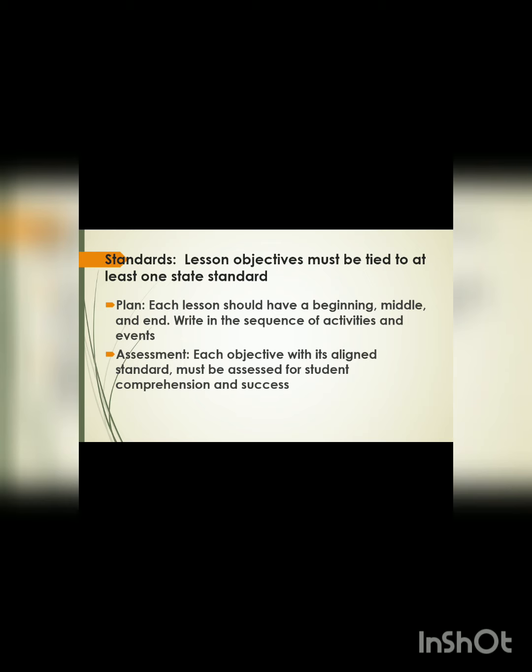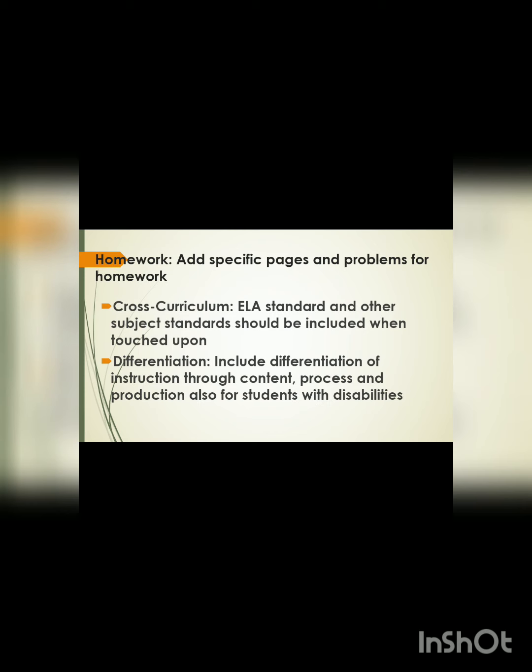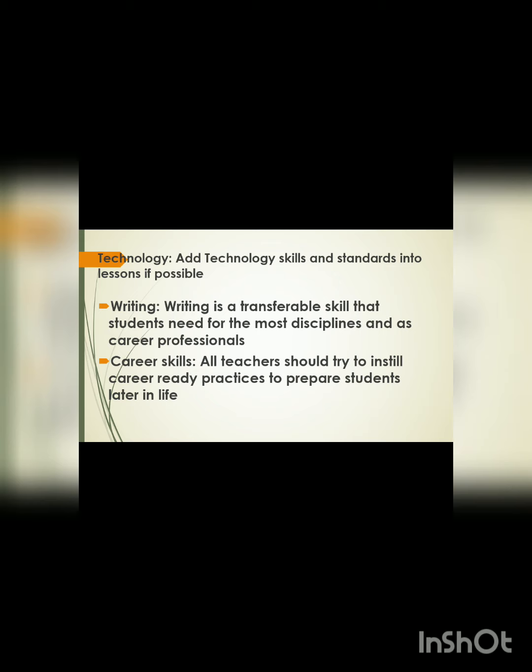Second is assessment. Each objective with its aligned standard must be assessed for student comprehension and success. Add specific pages and problems for homework. Cross-curriculum: ELA standards and other subject standards should be included when touched upon. Differentiation: include differentiation of instruction through content, process, and production, also for students with disabilities. Add technology skills and the standards in the lessons if possible.